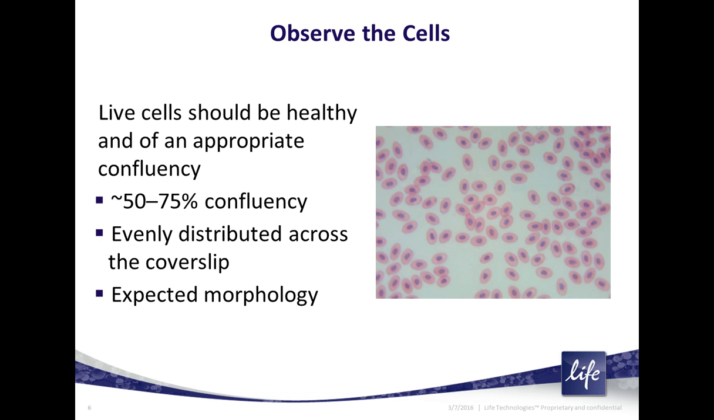First, you want to observe the cells. So in the cell culture hood, take your cells and take a look at them under the light microscope that's there. You usually want a confluency for most experiments between 50 to 75%, similar to what you see on the image there. You want them fairly evenly distributed across the cover slip, not areas that would be devoid of cells, and the expected morphology. Of course, cellular morphology differs from cell line to cell line, so you need to be aware already of what's expected for your cells.